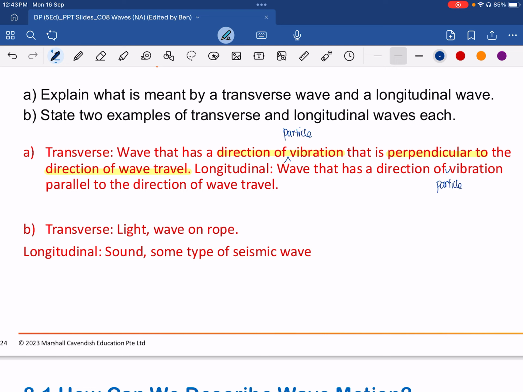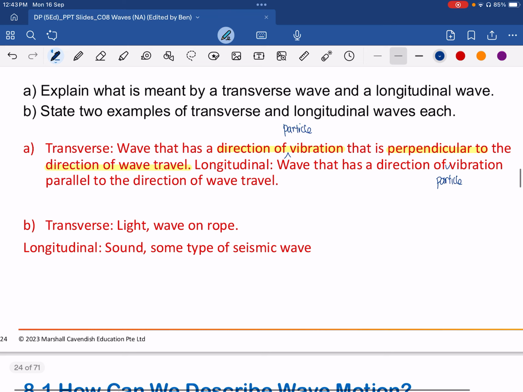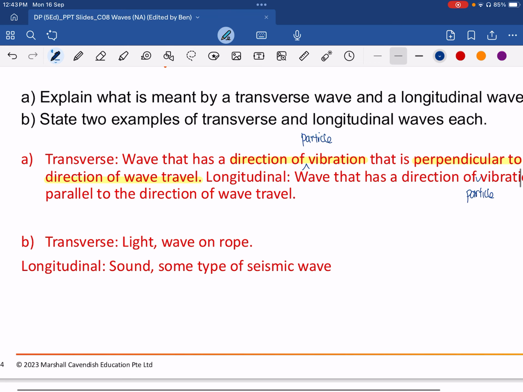Okay, then of course, two examples: light or a wave on a rope for transverse. Therefore, longitudinal can be sound or some form of seismic wave. Okay, so you're not required to know the exact type, but there are some types of seismic wave that are longitudinal, some are transverse.